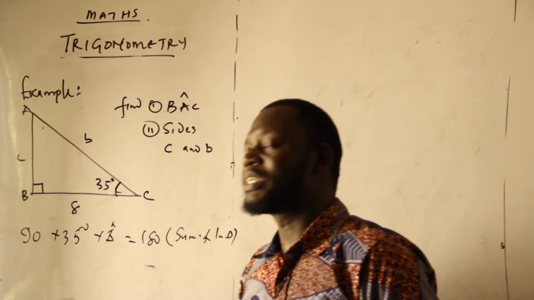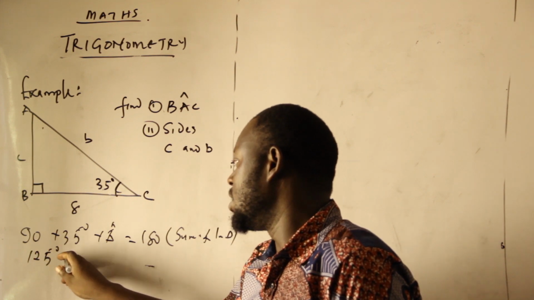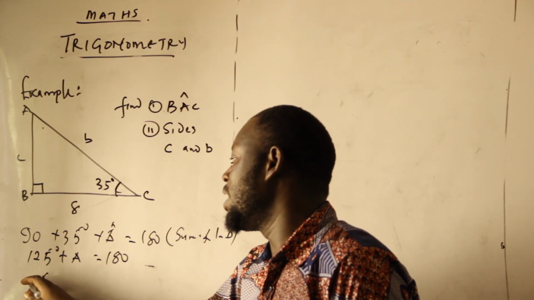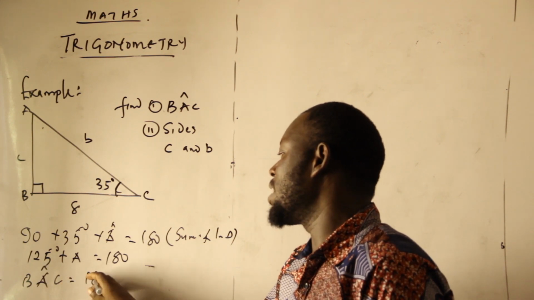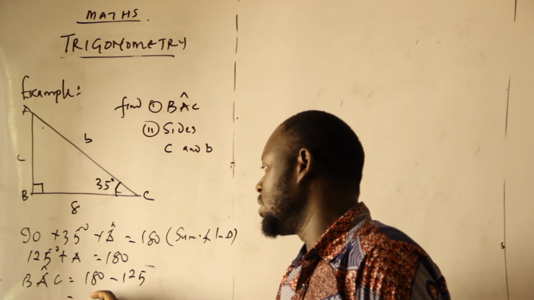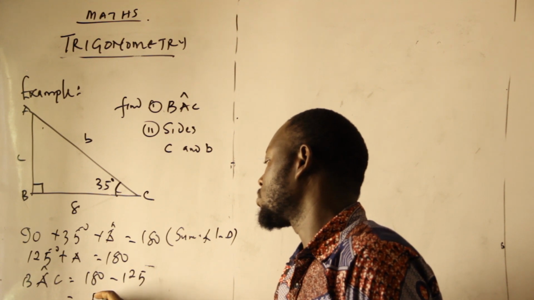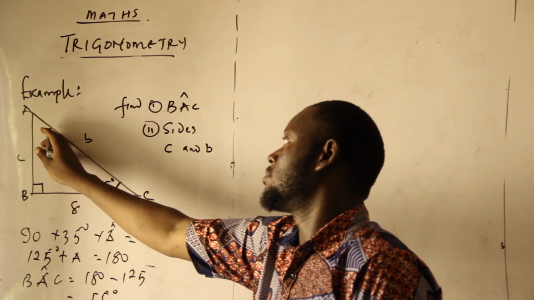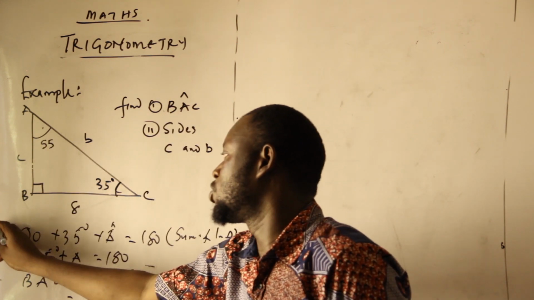So 90 plus 35 is 125 degrees. That's 125 degrees plus angle A that we are asked to solve is equal to 180. So our angle A, that is BAC, is 180 minus 125. So this will definitely be 55 degrees. That's angle A, 55 degrees. So that's problem one solved.